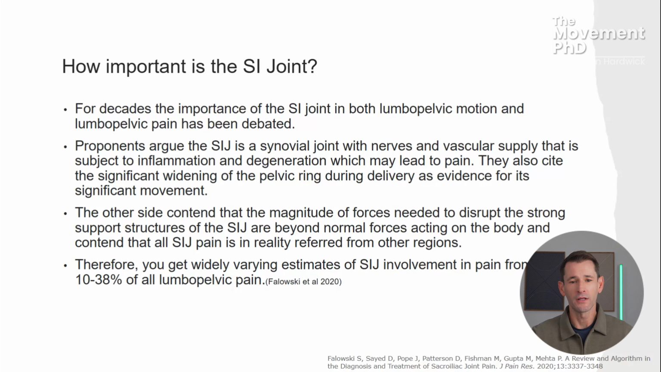So where do I fall in this debate? I'm right smack in the middle. I think for a lot of individuals, it could be referred pain from the lumbar spine or hip. But for people that have any kind of condition that causes the ligamentous support to be disrupted, so think about childbirth or diseases that involve connective tissue or monthly changes in females, then I think there's a good chance that the SIJ could be involved. So like many things, I fall in the middle. It's not always the most important, but it is an important structure in some cases.